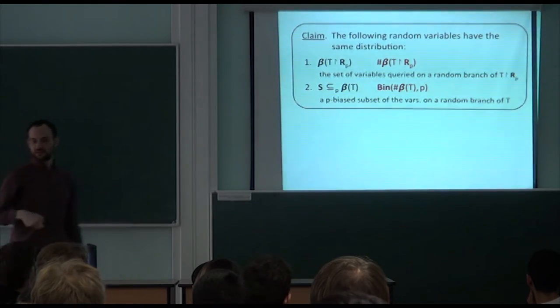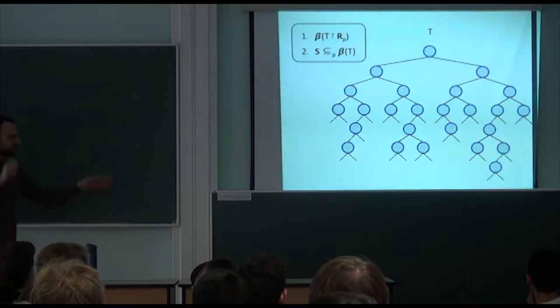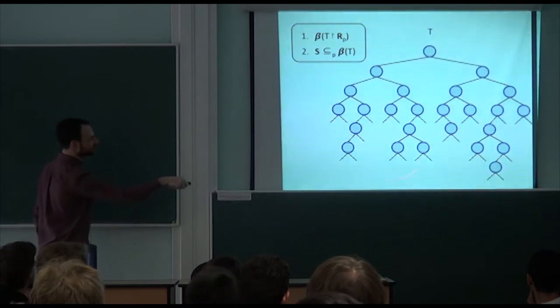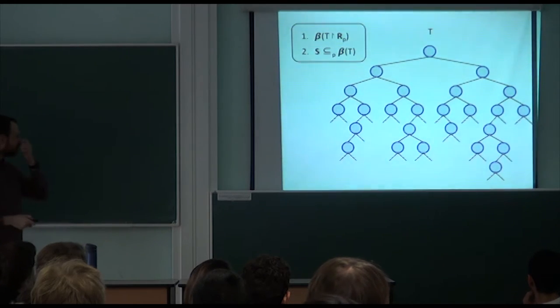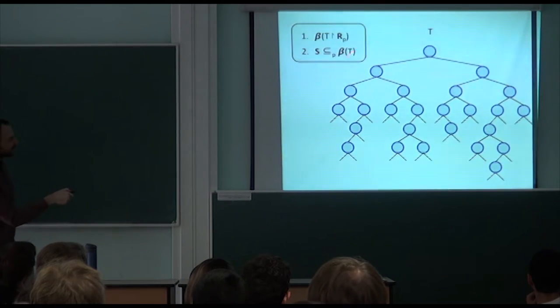Let me try to illustrate this. Here's some decision tree. Say what you mean by a p-biased subset. Oh, good. For each of the elements included in the set S, independently with probability p.